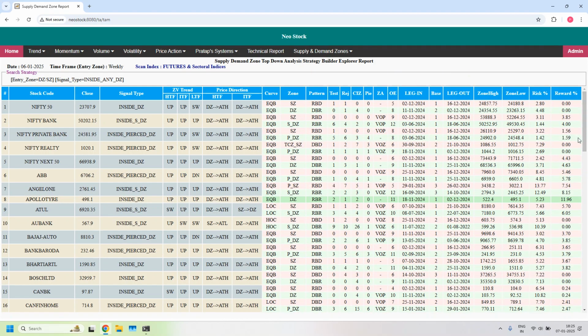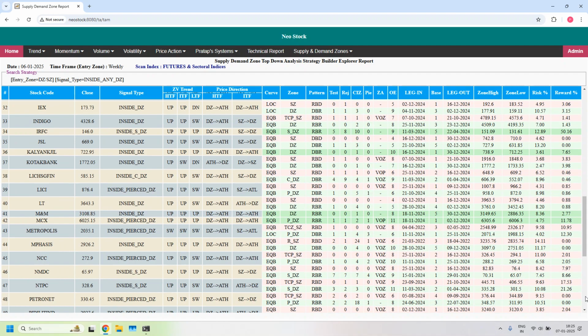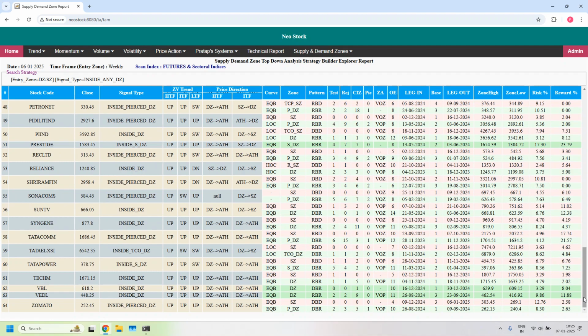We got how many? 64 stocks are filtered. First 16 stocks. Some are included inside pierced demand zones also there. I am scrolling the list down. Further down. So total 64 stocks. Currently price closed inside the weekly demand zone.